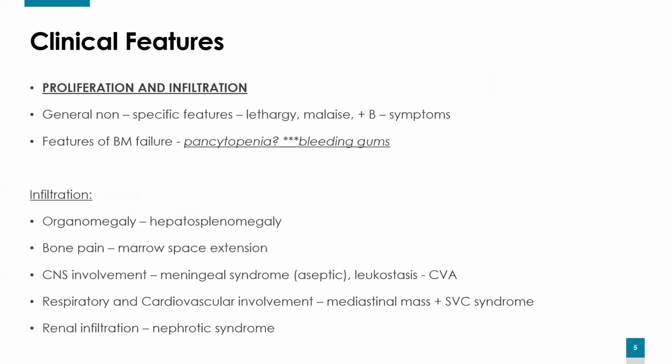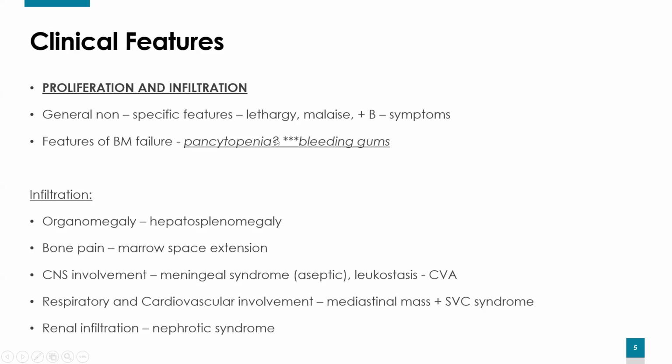So what are the clinical features? Again, proliferation and infiltration. This is the basic principle of these diseases. So what is proliferation? This is bone marrow things. So in proliferation, you expect non-specific features. So you have lethargy, malaise, fever, and unintentional weight loss. Again, always unintentional weight loss. Next, we have the features of bone marrow failure.